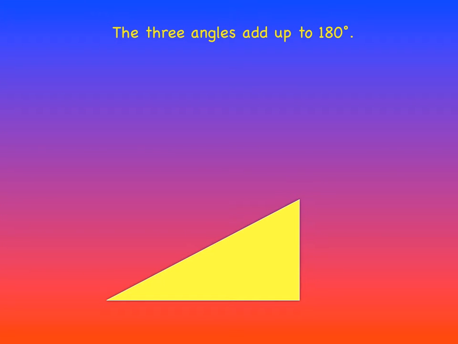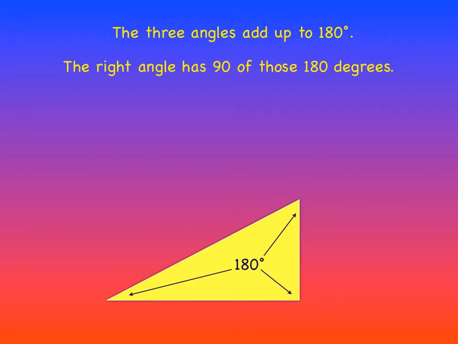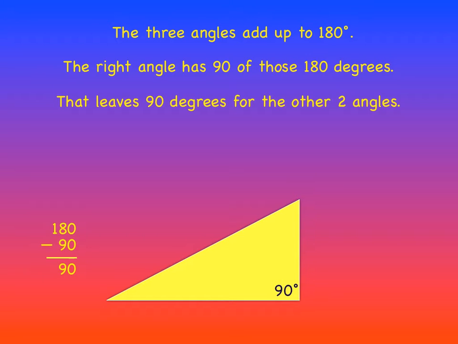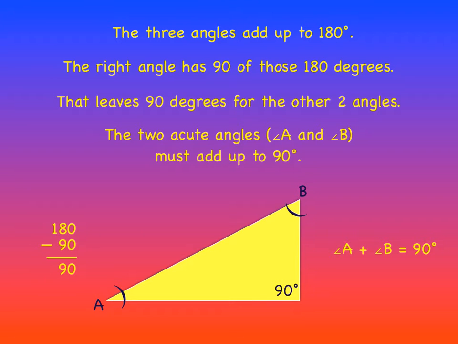The three angles add up to 180 degrees. The right angle has 90 of those 180 degrees. 180 minus 90, that leaves 90 degrees for the other two angles. The two acute angles, A and B, must add up to 90 degrees. In other words, angles A and B are complementary.